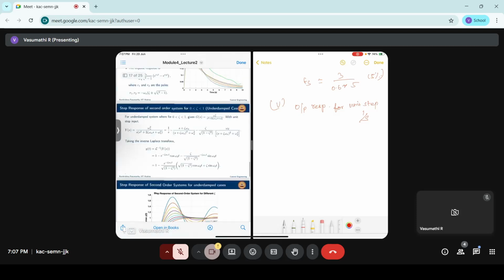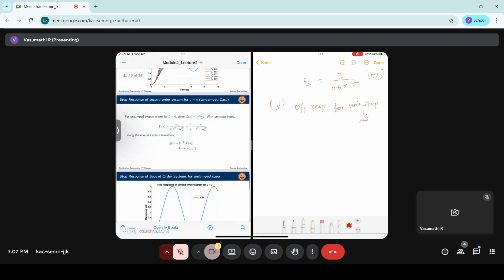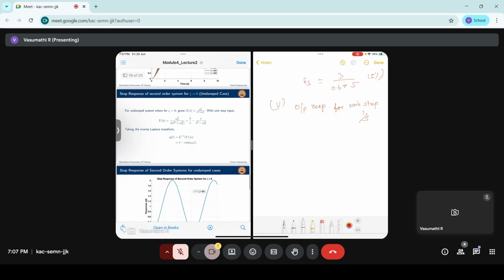Ma'am, output response is just input times the transfer function in Laplace domain. That is fine, but since it was not asked, there is no answer here, right? There is no option here. So I'm thinking how the answer should be, in terms of time domain or Laplace domain. Laplace domain is also correct. That will be easy to solve.